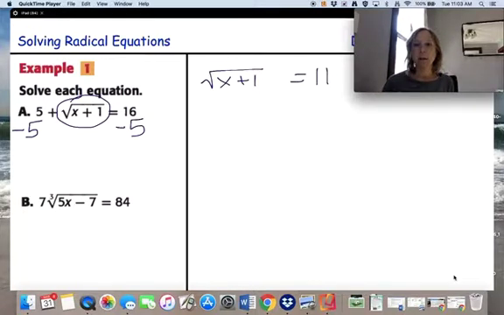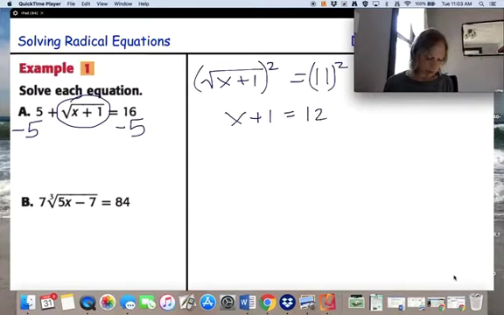Now that the radical is isolated, I am going to raise each side to the index of the radical. Since I don't see an index there, I know it's a square root, so to undo that, I square each side. So I'm squaring the left and I'm squaring the right. The squaring and the square root cancel each other out, so I'm left on the left with x plus 1, and that equals 121. Finish that off, and x is equal to 120.